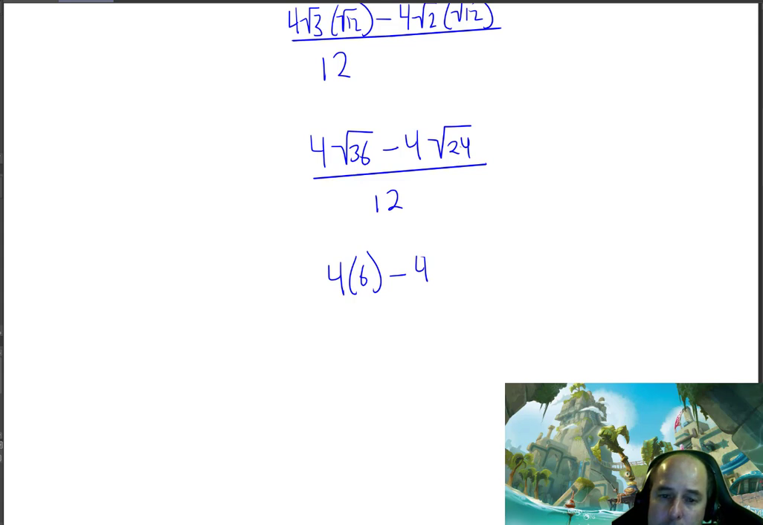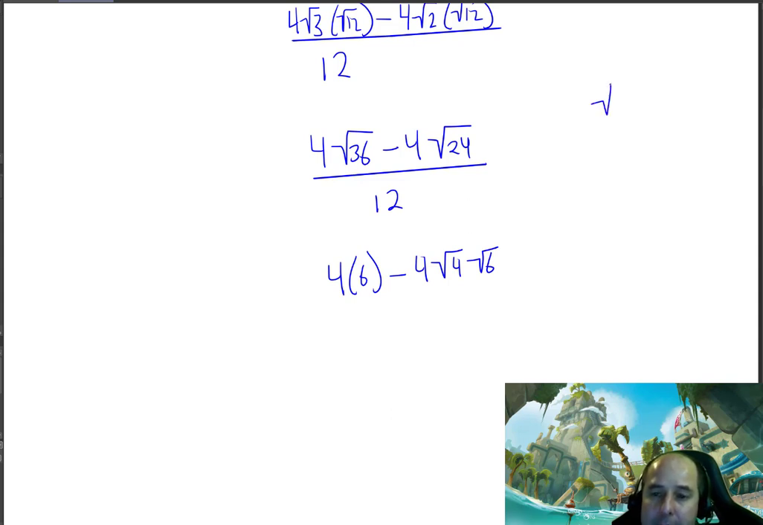This square root of 24 here, I can simplify too. That's going to be the square root of 4 times the square root of 6. You might be wondering why I chose the square root of 4 and the square root of 6. The reason I chose the square root of 4 is because I knew it was a perfect square, and 4 times 6 is 24, right?